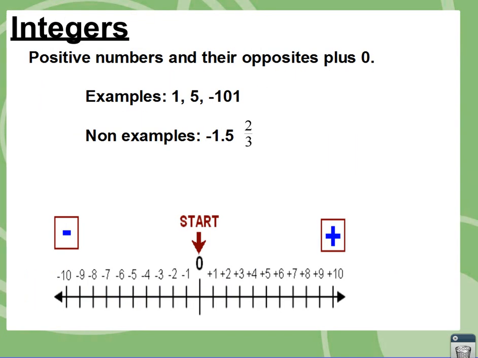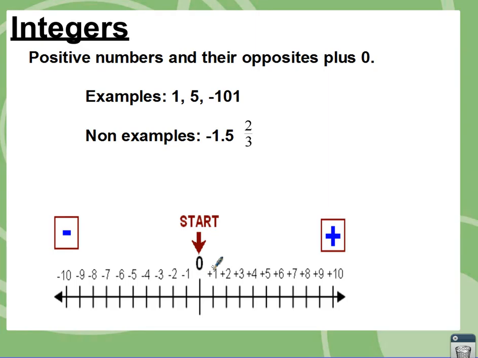Another vocabulary word are integers. Integers are all the positive numbers, such as 1, 2, 3, 4, 5. And they're not just positive numbers, but they're positive whole numbers. No decimals, no fractions are allowed. So we start out with the positive whole numbers.